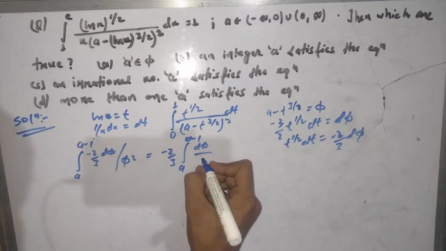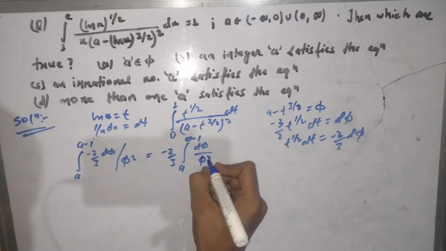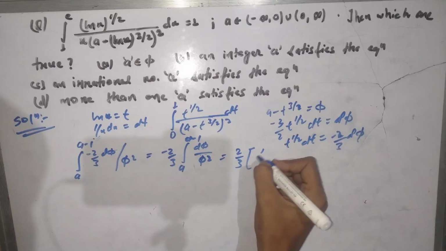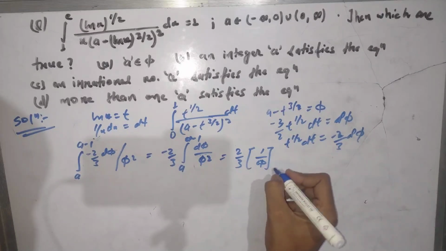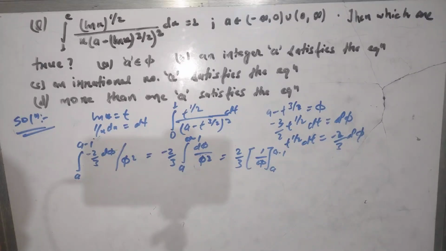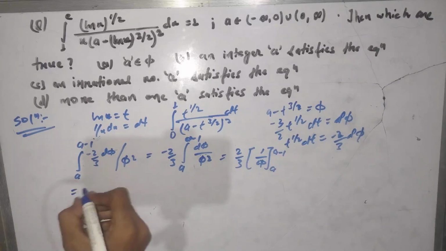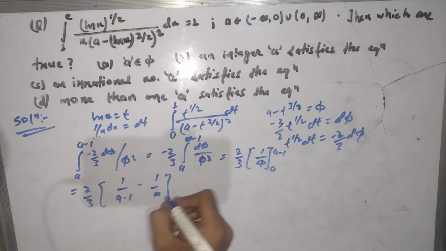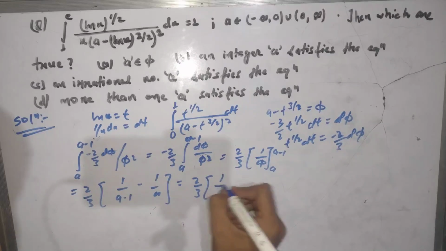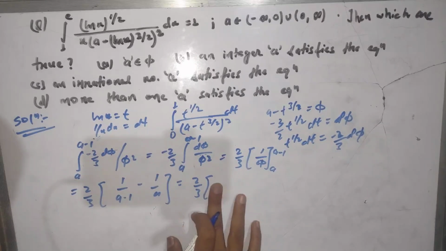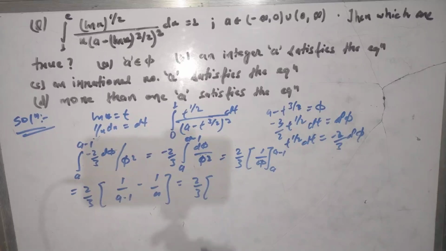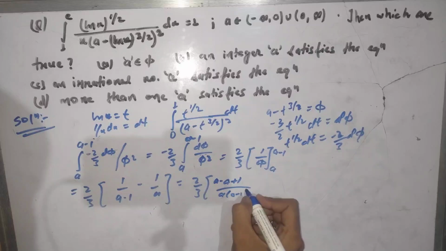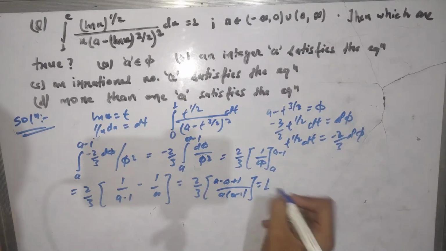Let me write it more clearly. So this is d phi upon phi square, and this becomes 2 by 3 times 1 by phi, and we'll put the limits from a to a minus 1. So this is 2 by 3 times 1 upon a minus 1 minus 1 upon a. So this is 2 by 3 times a minus a plus 1 upon a into a minus 1, which is I think very easy.